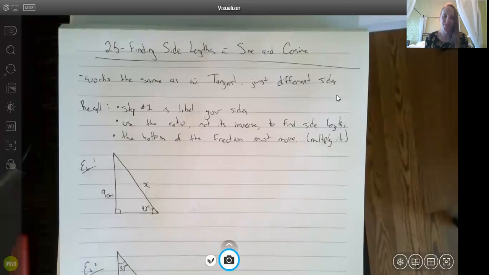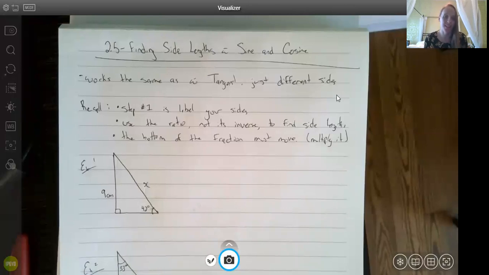Hey guys, so yesterday we learned how to do cosine and sine in order to find angles. Today we're once again going to be using the sine and cosine ratios, but this time we're going to be finding the same side length. And once again, it's going to work the exact same way as tangent does. So this is lesson 2.5, finding side lengths with sine and cosine.